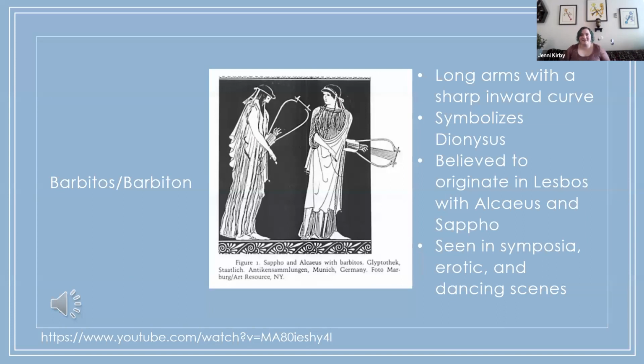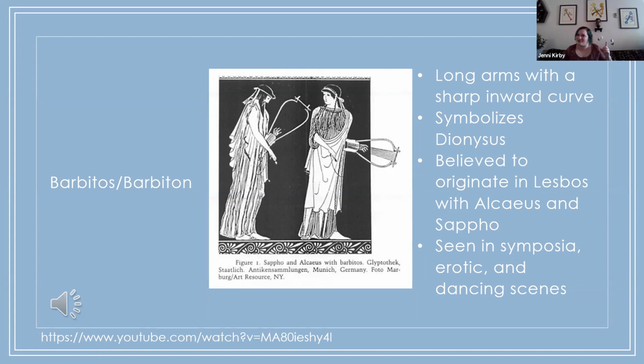This is the barbitose or the barbiton, and it's a lot like the chelys lyre, but it has these big long arms that curve inward here. It was associated with Dionysus, or you might know him by his Roman name, Bacchus, our god of wine, revelry, and a good time. So this is quite a bit different than our traditional lyre that we think of with Apollo.